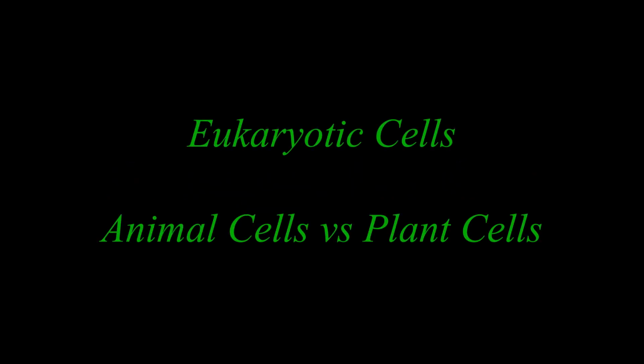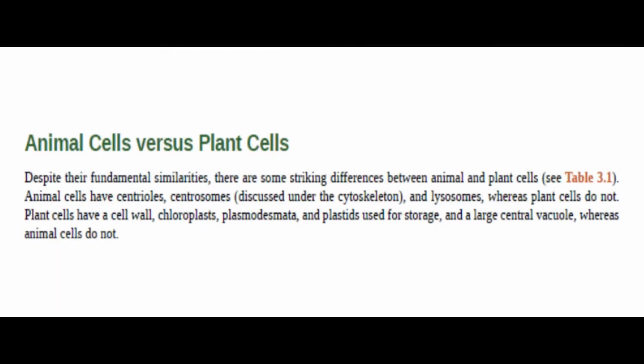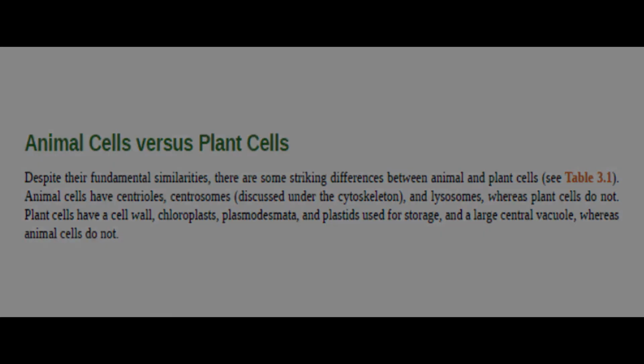Back to Concepts of Biology. We'll continue to read Chapter 3, Section 3.3, Eukaryotic Cells, Animal Cells versus Plant Cells. By the end of this video, you will be able to describe the structure of eukaryotic plant and animal cells. Despite their functional similarities, there are some striking differences between animal and plant cells.